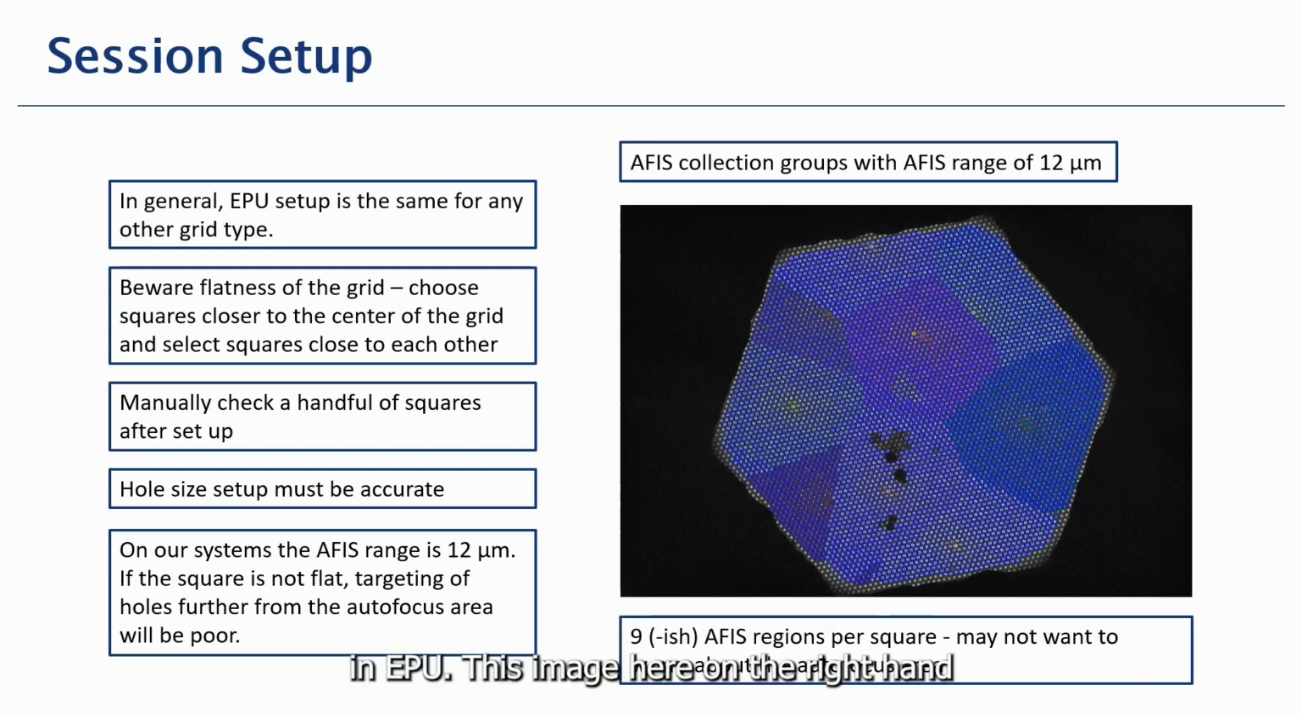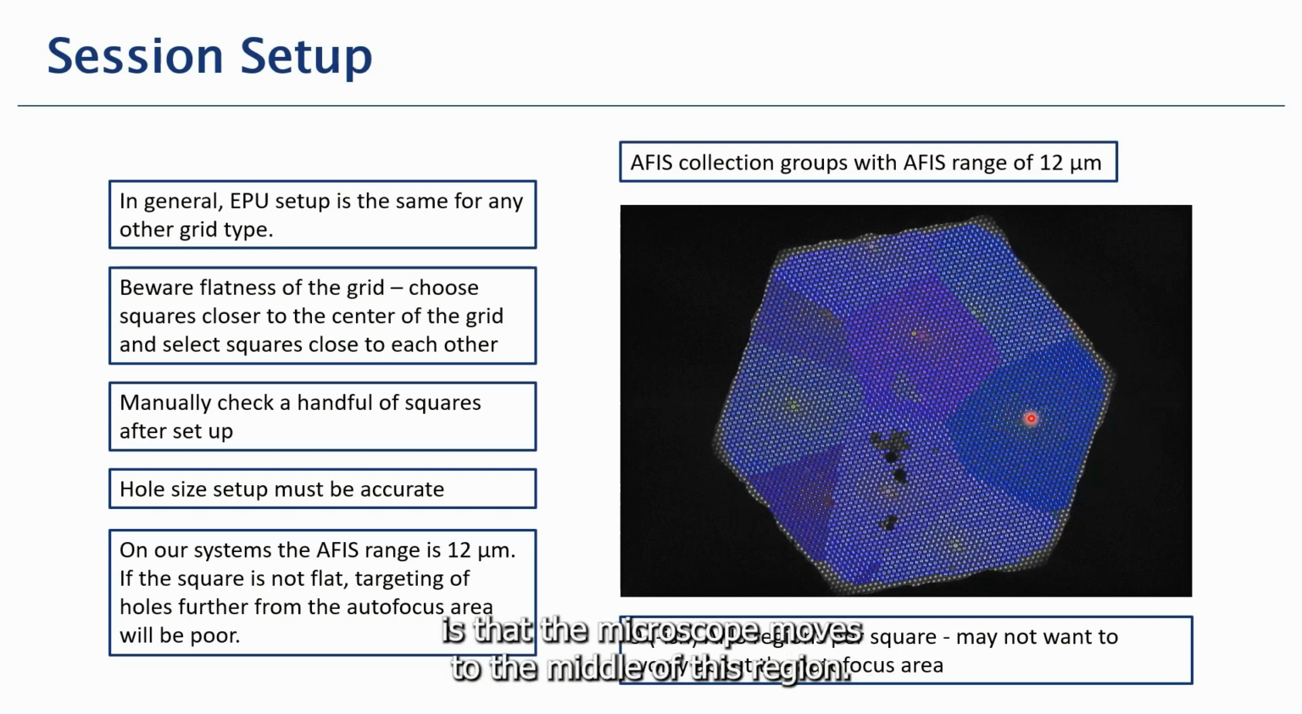This image here on the right hand side shows the AFIS collection groups that the microscope set up for this hexagon. And you can see for the AFIS collection, it split the square up into about 9 regions. So what happens here, for those that don't know, is that the microscope moves to the middle of this region, it runs the autofocus routine, and then it uses AFIS to image all of the other holes around. What the microscope's trying to do here is minimize the amount of stage movement that it has to do to image each hexagon.